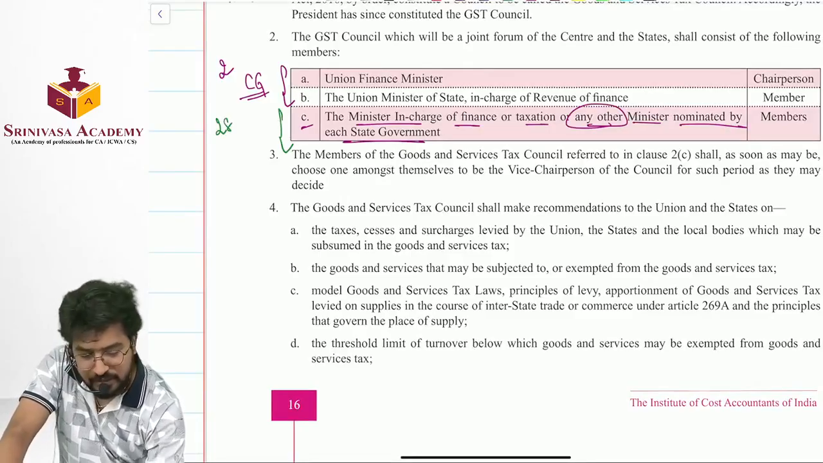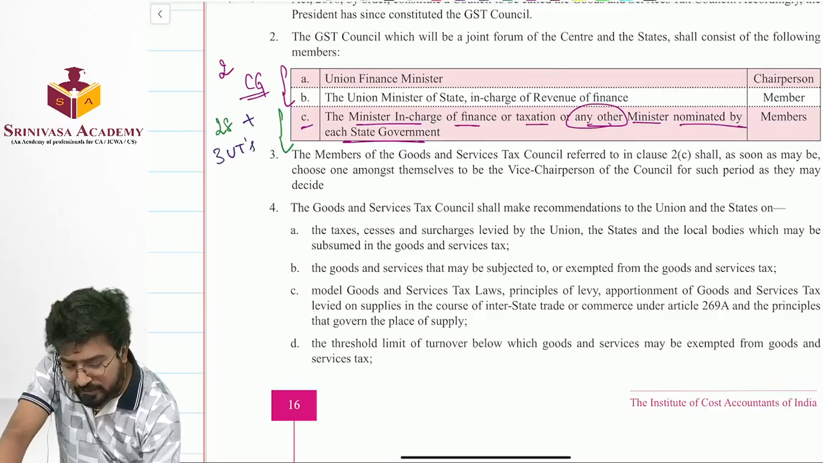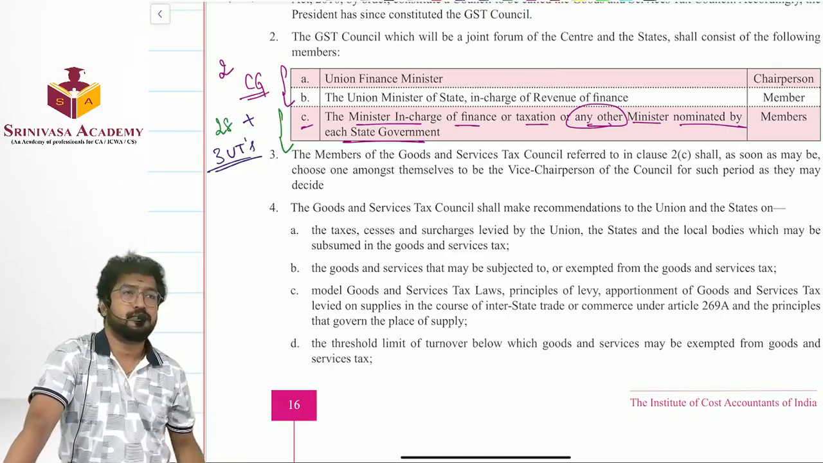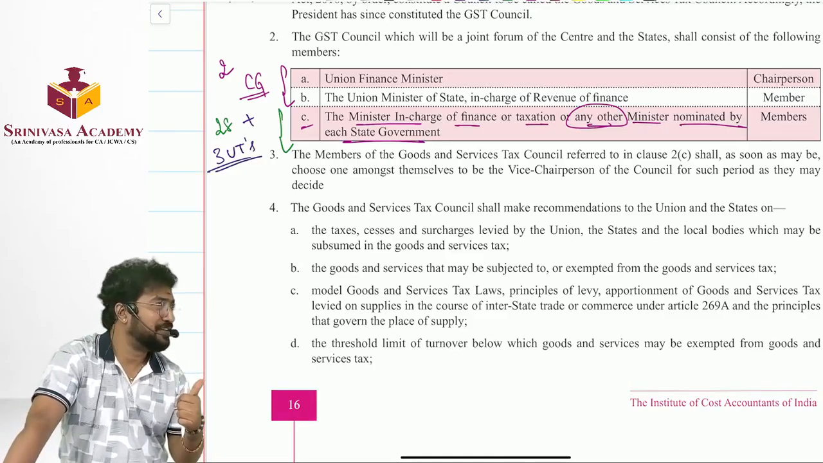28 states. But, sir, there are three union territories which are treated as state as per GST law. What are the three union territories which are treated as state? Pondicherry, this we will remember.